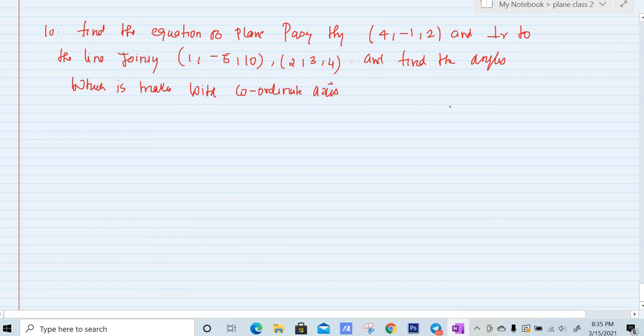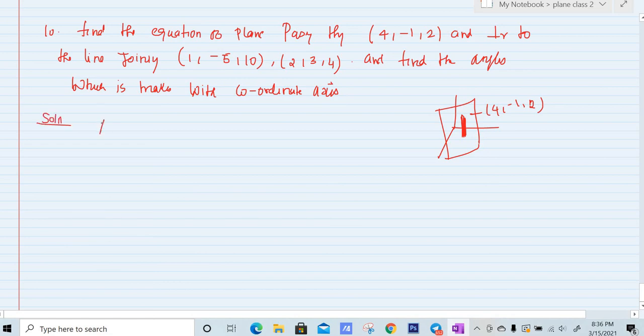So what we need to do is, first we need to find the equation of plane that has to pass through the point (4, -1, 2), right? That has to pass through the point (4, -1, 2), and this plane has to be perpendicular to the line joining those points. Everything is in 3 dimensions, right? It's very hard to visualize. Now this line joining these 2 points has to be perpendicular to this plane, right? So find the equation of plane passing through (4, -1, 2) and perpendicular to the line joining these points, right?